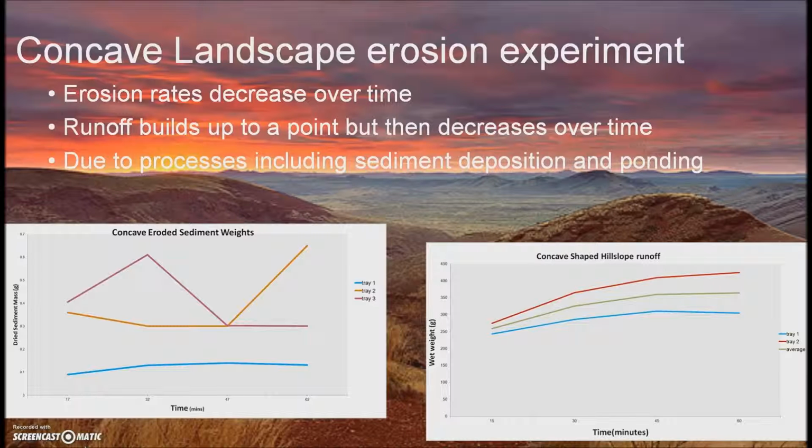Within the concave landscape erosion experiment, it is evident that landforms with a gape or dip in their landscape will exhibit reduced erosion rates and runoff rates over time. From the graph shown, the sediment weights collected over time roughly decreased despite the spike in Tray 2's weights. This indicates that the erosion rates had decreased over time.